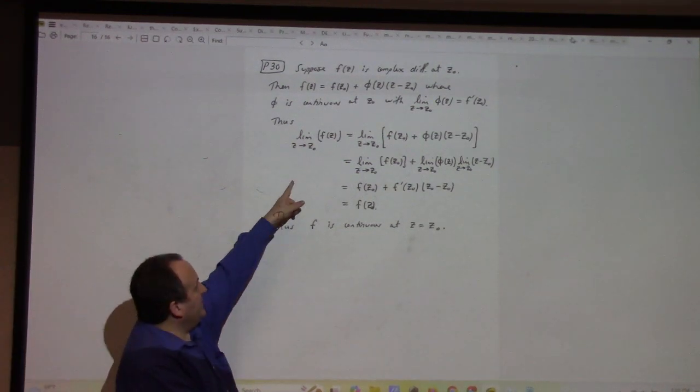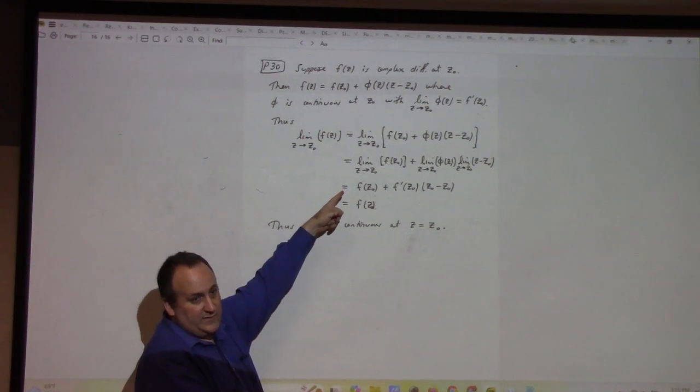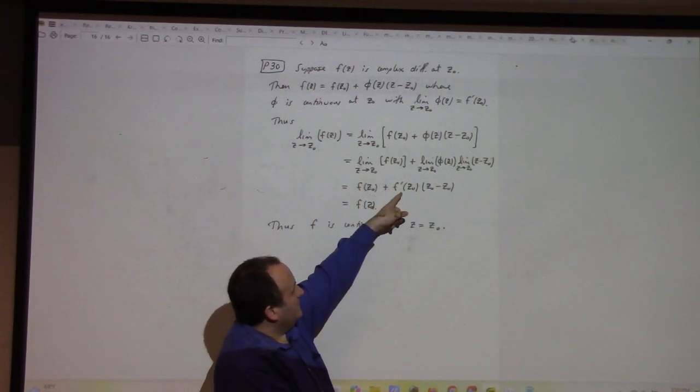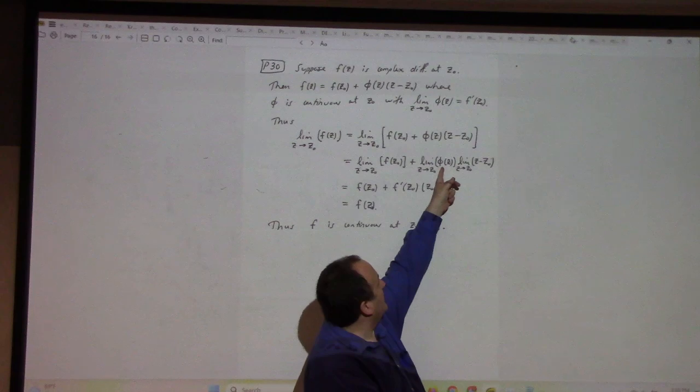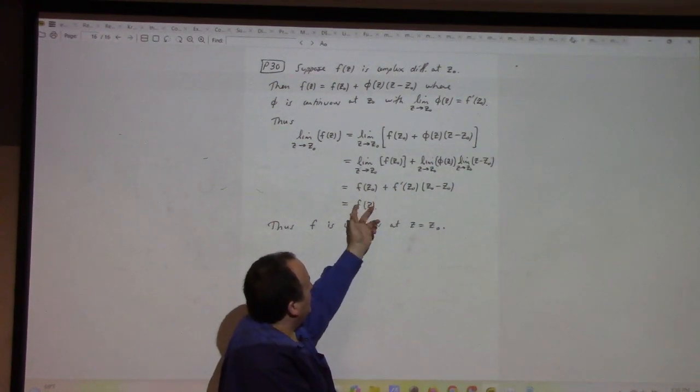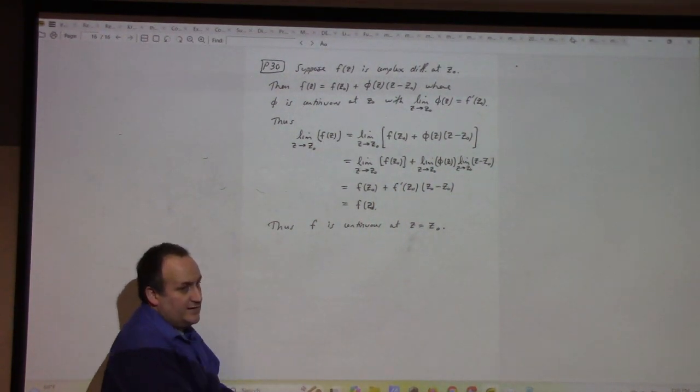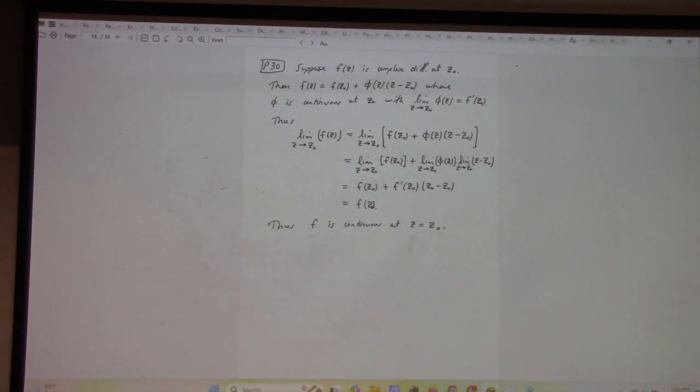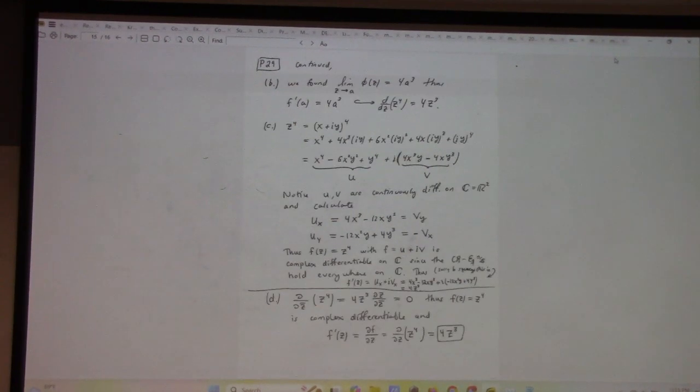And so I calculate the limit as z goes to z naught of that. But this is 0. This is f prime of z naught. And that's f of z naught. Bam, f of z naught, done. Continuous. Right? This is not bad. The proof that complex differentiable implies continuous becomes very, very simple if we use the Carathéodory business.